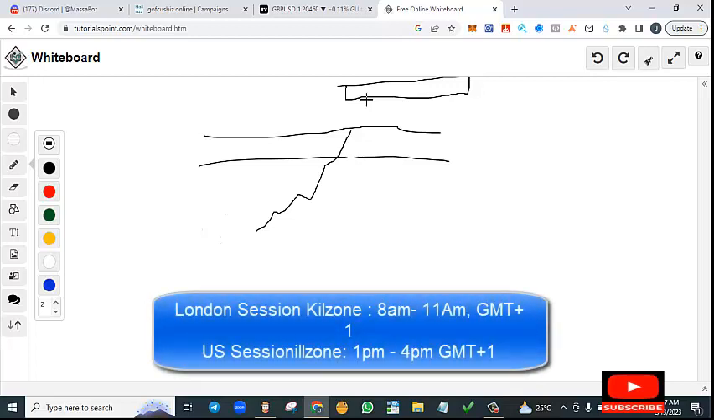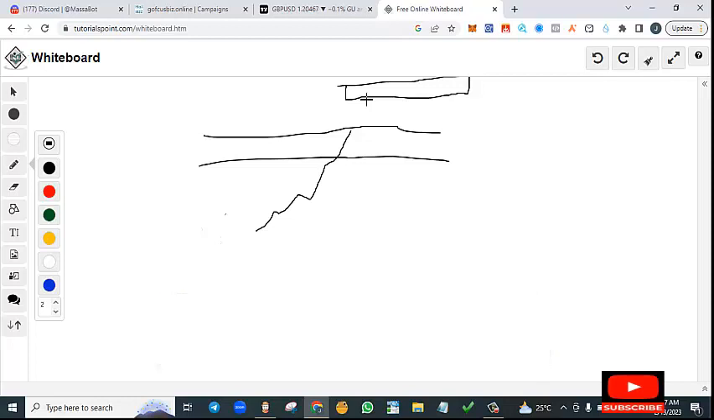And then for US session, that's around 1 p.m. to about 4 p.m. US session. All these times of mine are in GMT plus 1. So wherever you are streaming from, you want to convert to your local time. So this setup I'm showing you must happen inside this time zone.